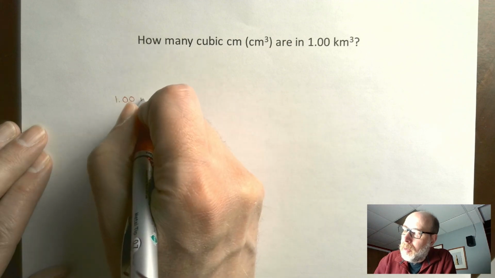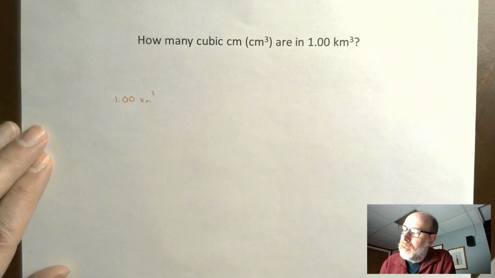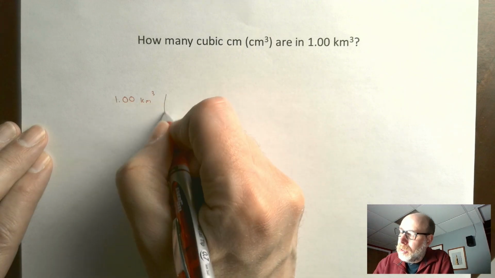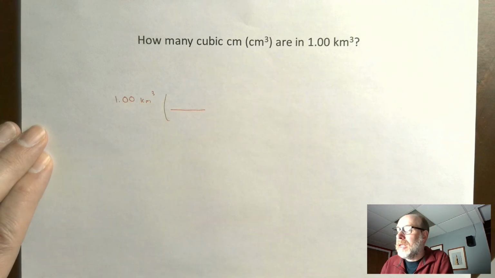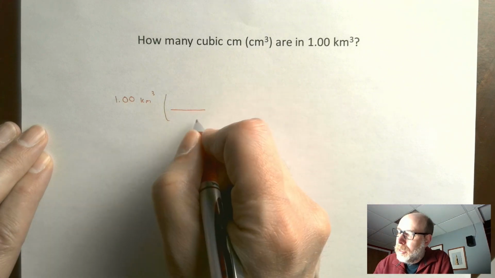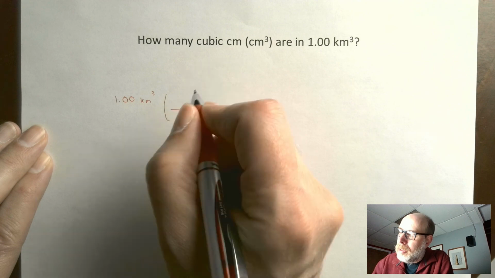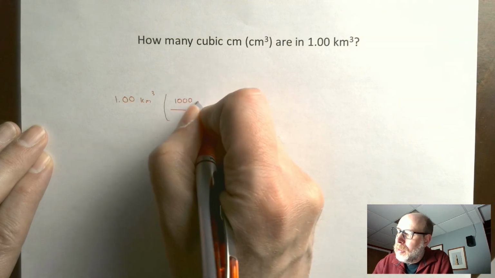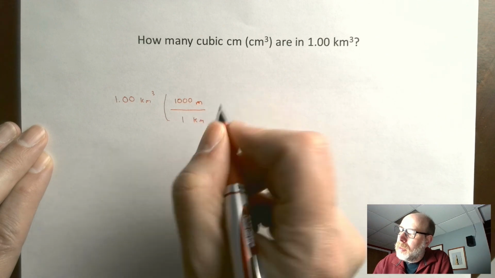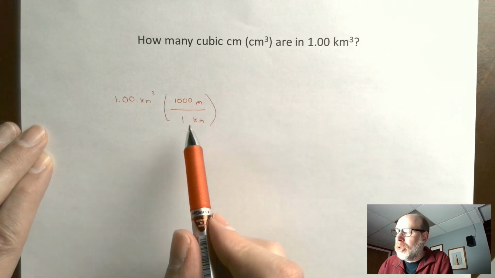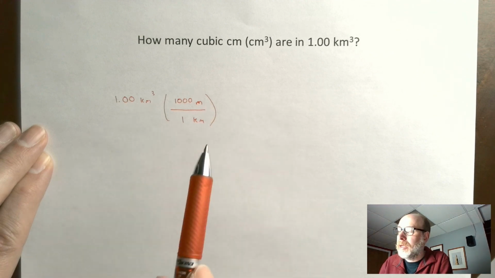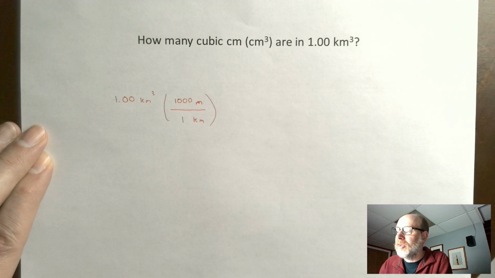So 1.00 kilometer, and I want to convert to centimeters. Well, I know how to go between kilometers and meters. So I know that there are 1,000 meters in 1 kilometer. Why does kilometer go on the bottom? Because it's the same unit I have here, and I want it to cross out, and I want to convert to meters. Then I can convert from meters to centimeters next.